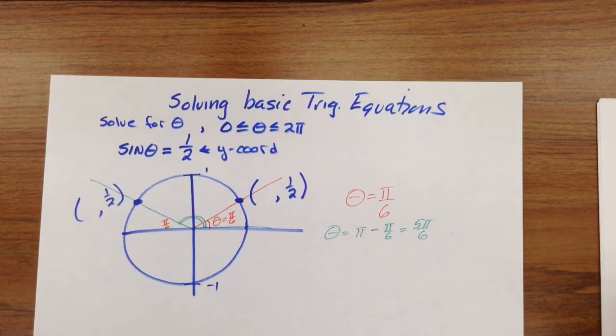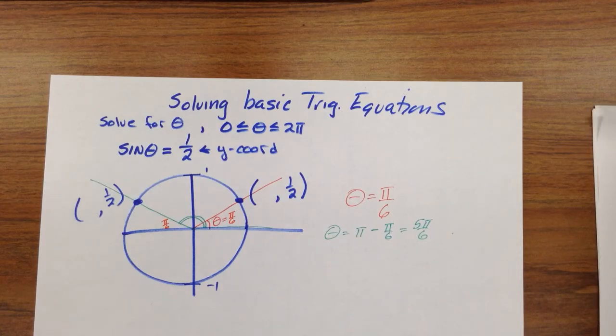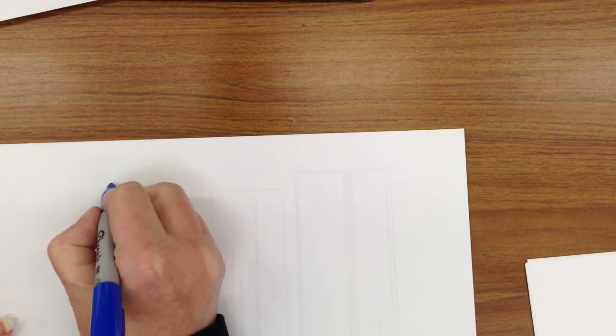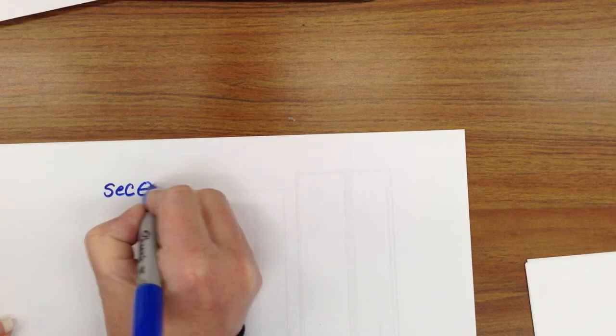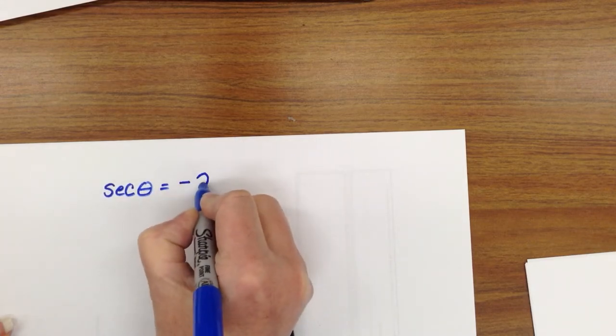Hey, let's do another one. This next one, a little bit harder. Here we go. This time, same direction, solve for theta on 0 to 2 pi. I'm going to tell you that secant of theta is -2.